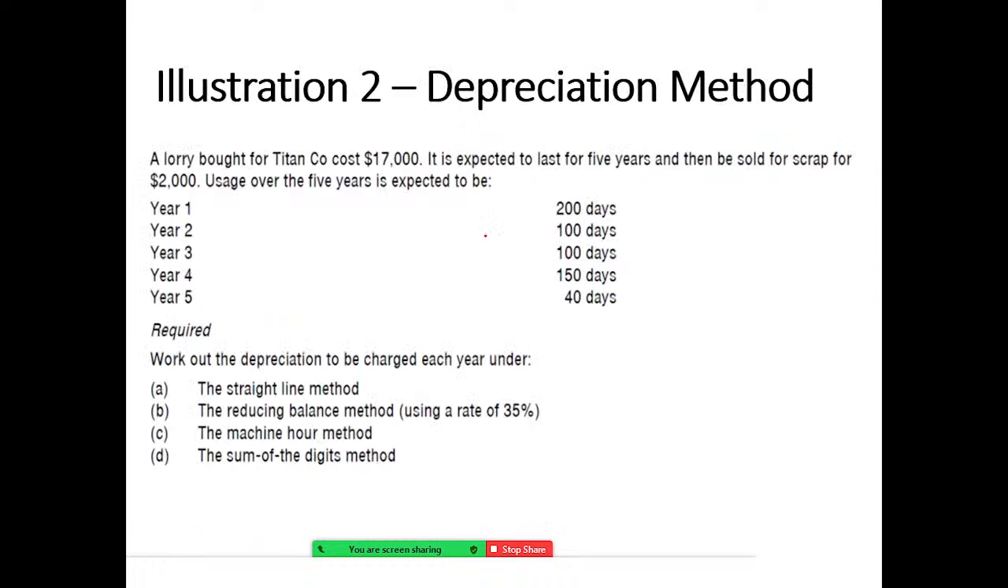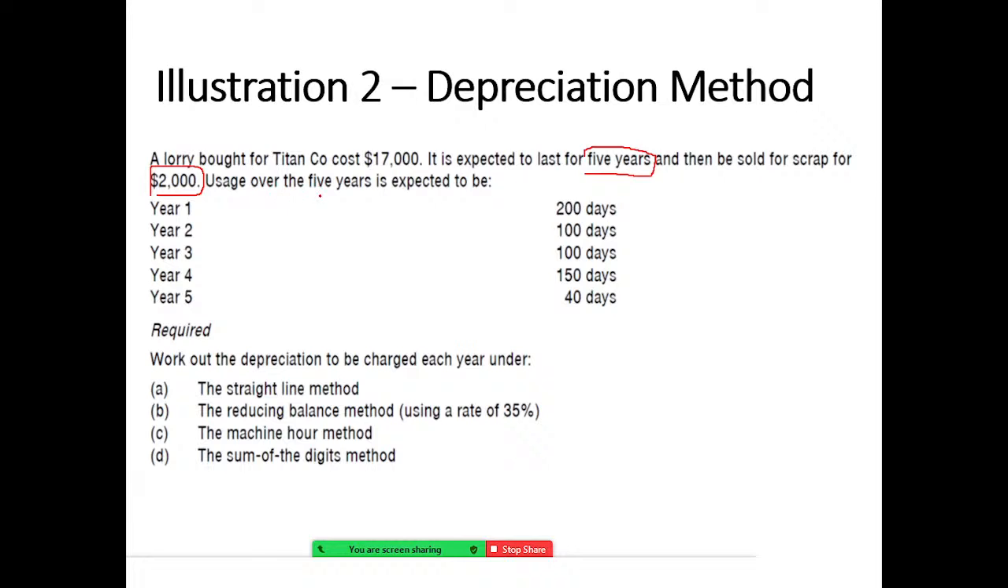Here is another illustration, depreciation methods. A lorry bought by Titan company costs 17,000. It is expected to last for 5 years. Useful life is 5 years, and then it will be sold for a scrap value of 2,000. So the residual value of that lorry is 2,000.